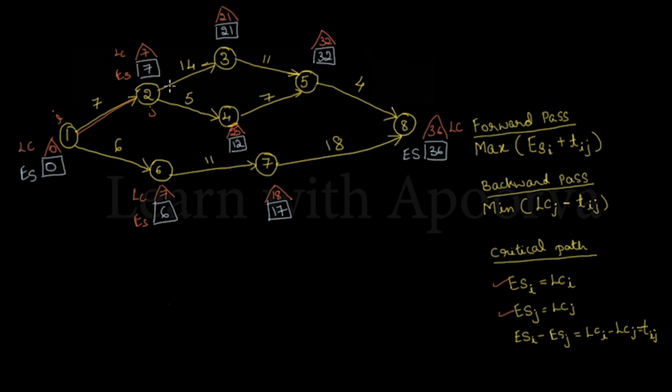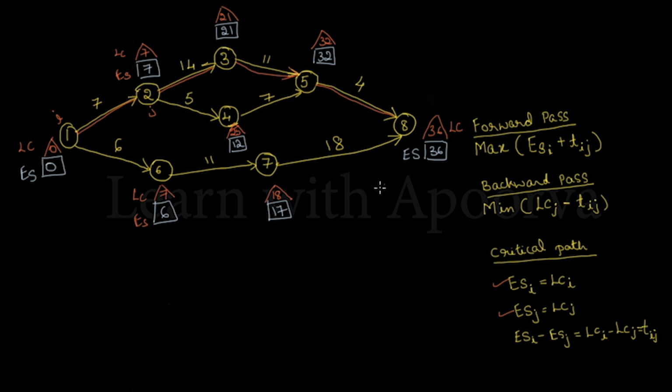After node 2, check for the same conditions on the further nodes. If you look at node 4, we do not have LC and ES the same. If I check node 3, they are the same. If I check the third condition, that also holds good. So 2 and 3 will also fall under the critical path. Again, node 5 is satisfying all three conditions, so this will fall under the critical activity. Node 8 also satisfies the same conditions, so this will also hold good for the critical path.